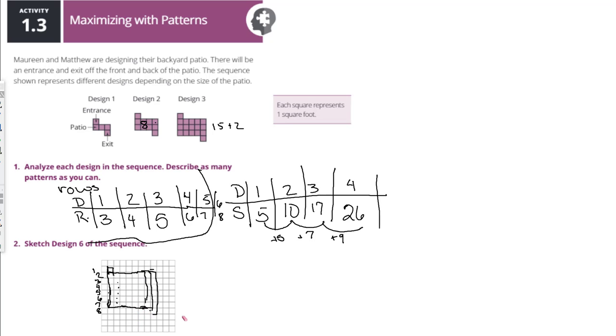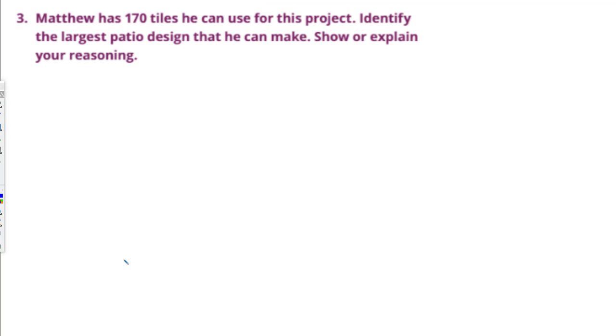So you'll end up with the number of columns. If we looked at the columns here, we had 3 columns, then we had 4, and we had 5. So it's just the same thing as the rows. And so this is actually going to end up being a square, that final design. So if he had 170 tiles to use for this project, what is the largest patio design he could actually make? And so let's think that through.